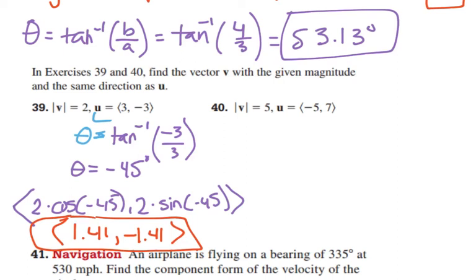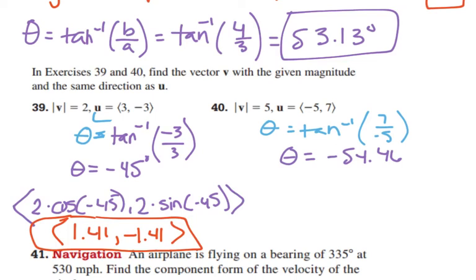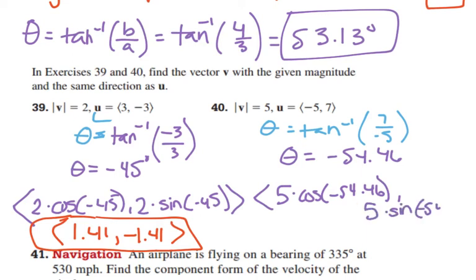And so we'll do the same piece for the next one. So we need to find what tangent inverse of 7 over negative 5 is. And so our direction angle, tangent inverse 7 over negative 5, is negative 54.46. And so then when we make our component form, we're going to do the magnitude of 5 times cosine of negative 54.46. And then the magnitude again times sine of negative 54.46.